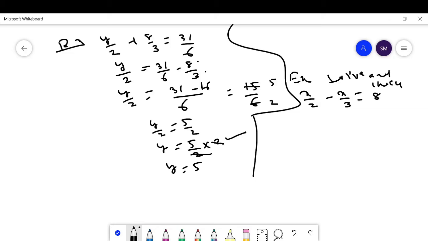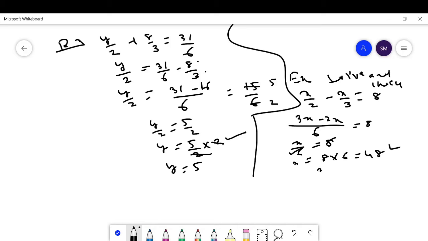Here 2 and 3, take the LCM 6. Then 3x minus 2x is equal to 8. X upon 6 is equal to 8. Then x is equal to, 6 is the denominator being divided, so when we take it to the RHS, it gets multiplied. Then x is equal to 48. X equal to 48 is the solution.